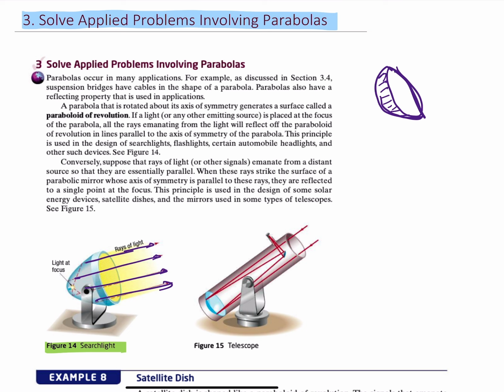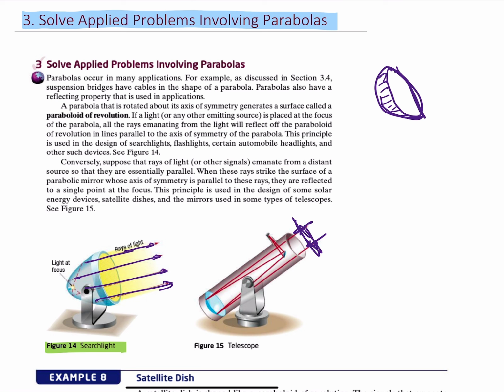Conversely, it says the rays of light that emanate from a distant source are easily, essentially, parallel. So they're coming from some distant source, say like a star. When these rays strike the surface of a parabolic mirror, whose axis of symmetry is parallel to these rays, they are reflected to a single point at the focus.